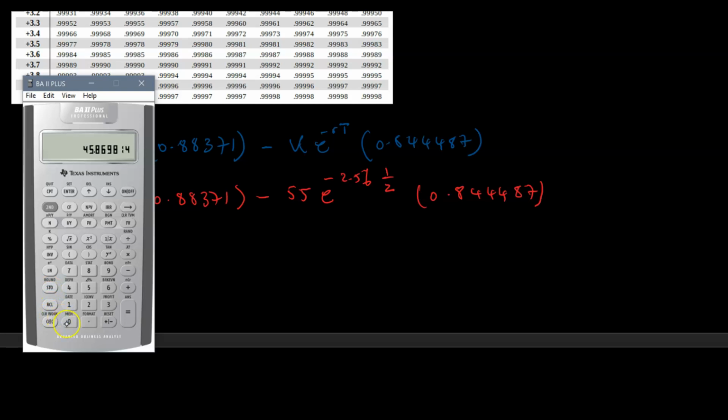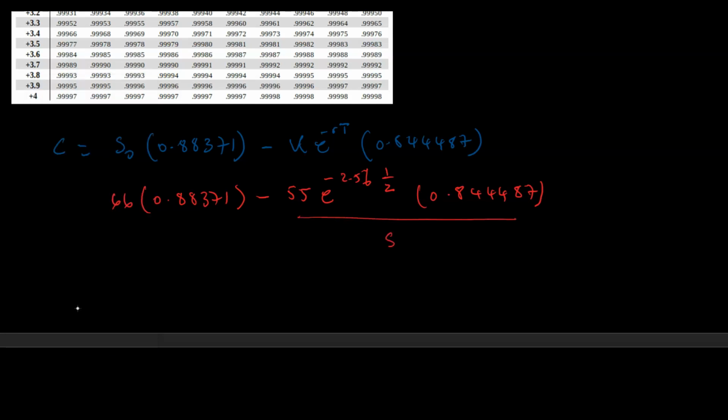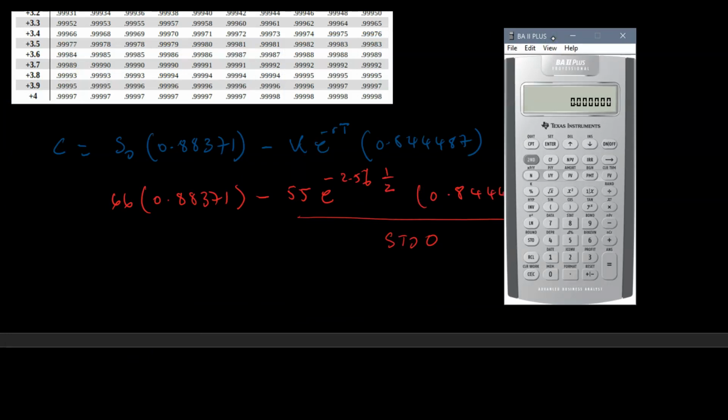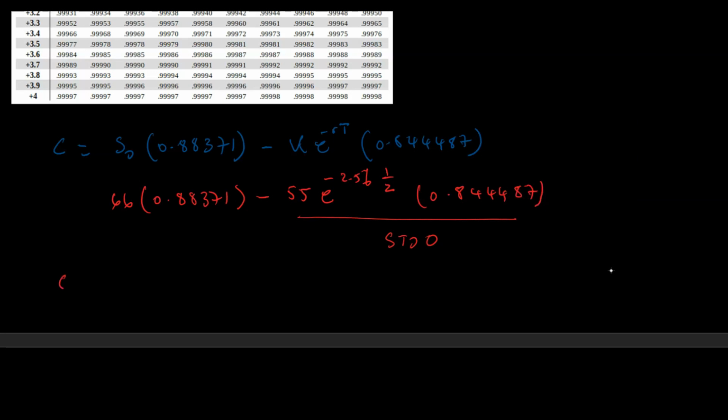I'm going to store that, 0, and then I'm going to do the stock price now. So for my stock price, I'm going to have 0.88371 multiplied by 66 equal, and we're going to have 58.32, and I'm going to do minus recall 0 equal, so our call option value here is going to be equal to about $12.45. So our call option value is approximately equal to $12.45. That will be our call option value in this case.